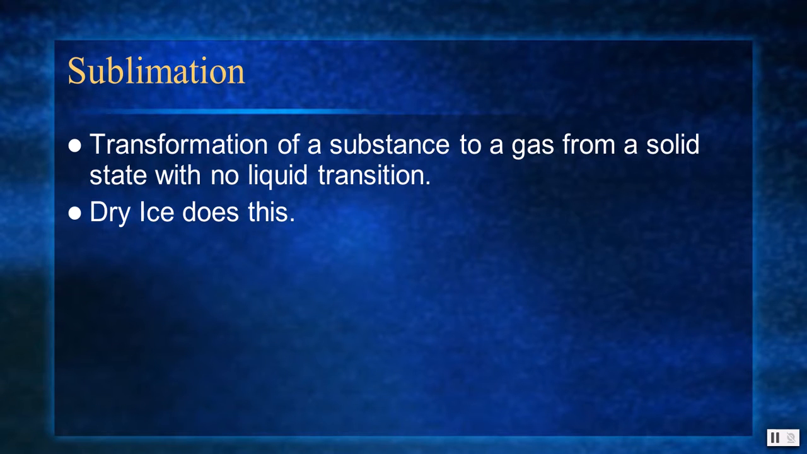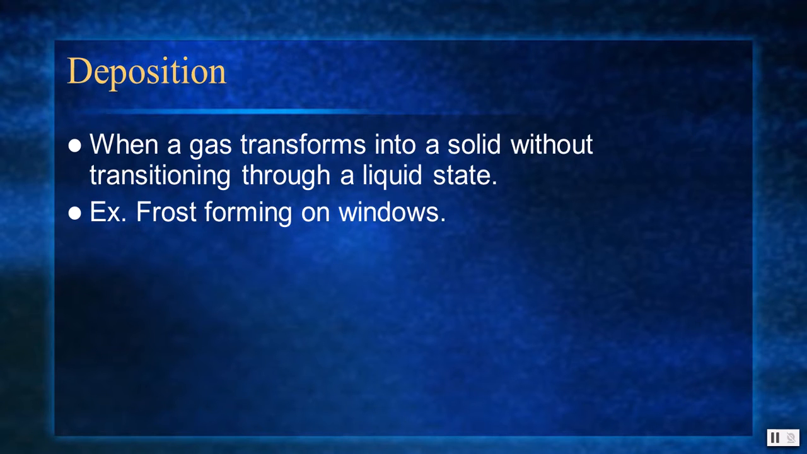Sublimation, especially sublimation, you should know the other ones. It's a transformation of a substance to a gas from a solid with no liquid. So it just goes straight from a solid to a gas. Dry ice does this. You set it out, dry ice doesn't turn into a liquid and then a gas. It just smokes. It just turns directly into a gas. And deposition is the opposite, when a gas transforms into a solid without the transition through the liquid state. Frost forming on your windows. So if it's cold enough out, the water from the air will just freeze on objects.